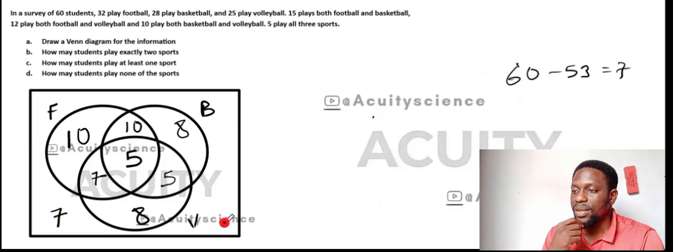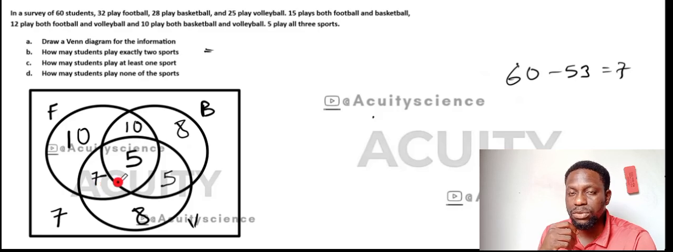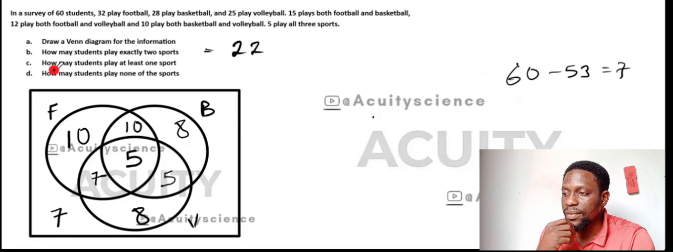Now let's go ahead with the next. How many students play exactly 2 sports? These are exactly 3 sports. These are just 1 sport. These are exactly 2 sports. So exactly 2 sports: we're saying 10 plus 5, that's 15, 15 plus 7, 22. So our answer here is 22.